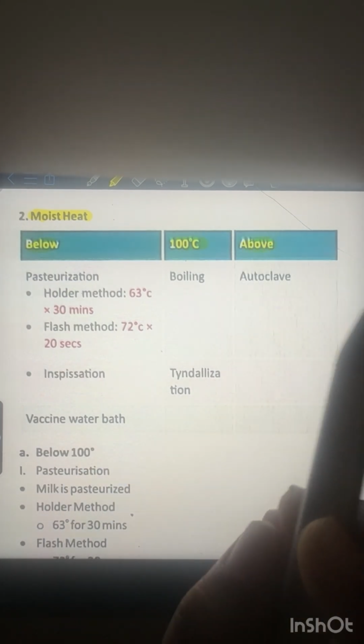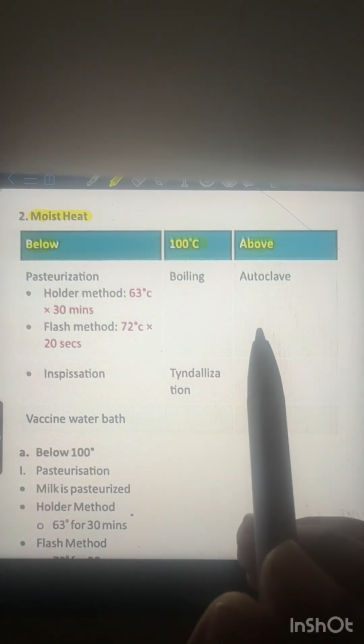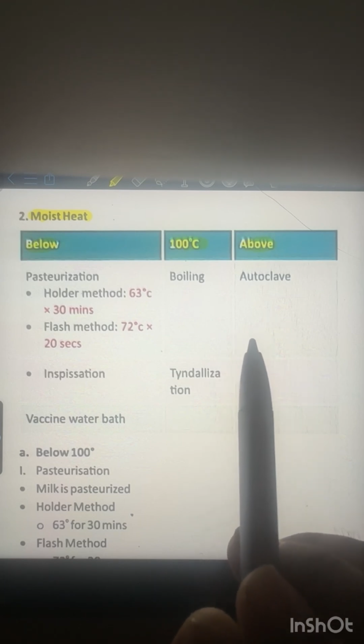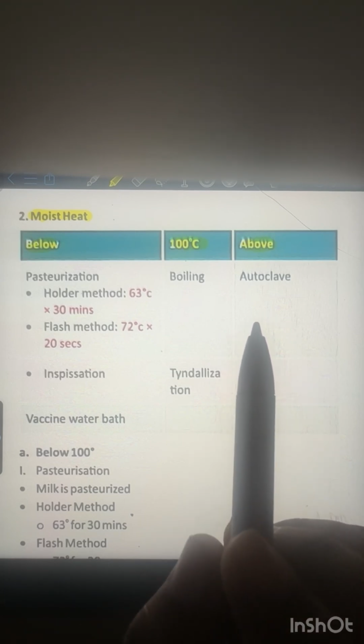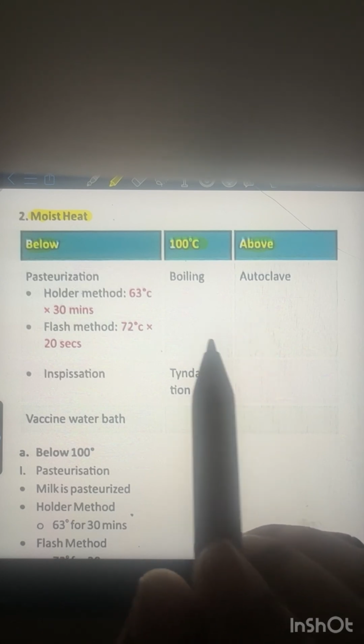So what did I say? For moist heat, you're going to consider below 100 degree, at 100 degree, and above 100 degree. Very easy to learn because we are all cricket lovers, right? So we have to learn the cricket wala mnemonic, IPL. And how is IPL famous? Batting is very, very important in cricket. That is what creates all the entertainment and excitement, right?